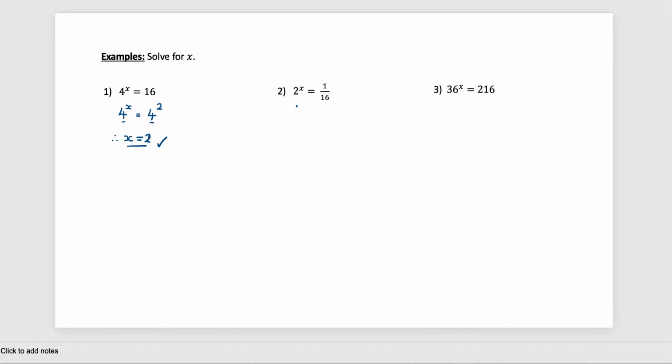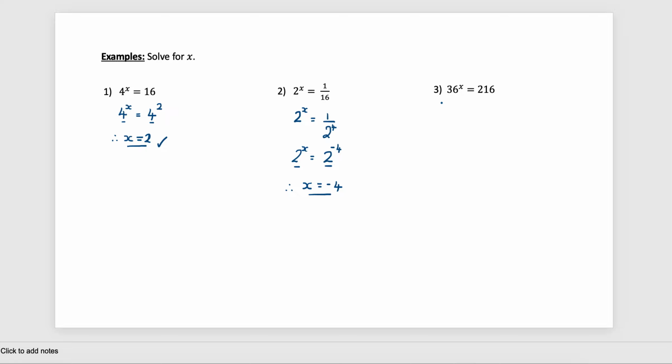Question 2. 2 to the power of x equals 1 over 16. We're going to leave 2 to the power of x as is, and change the 16 into 2 to the power of 4. You know that 1 over 2 to the power of 4 can be written as 2 to the power of negative 4. Now the two bases are the same, they are both 2. Therefore, I can say that the indices are the same, so x is equal to negative 4. And that's your answer.